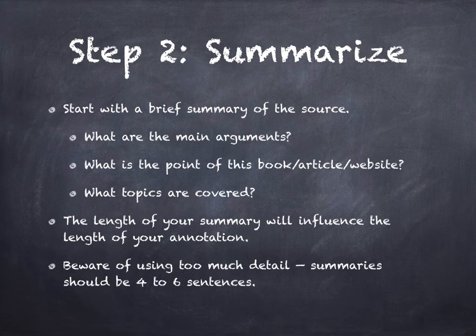The second step is the summary. You'll want to start your annotation with a brief summary of the source. Some questions to think about include what are the main arguments, what is the point of the source, and what topics are covered. But you want to be sure that you're not just answering those questions, but moving beyond them. The length of your summary will influence the length of your annotation, so you want to keep it brief. Your summary should only be 4 to 6 sentences.